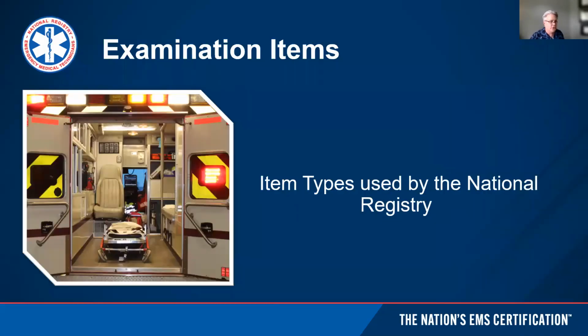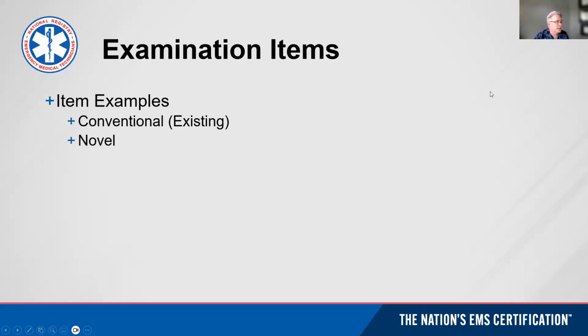All right, so transition now into the item types that we're using at National Registry. So I put these in 2 categories. The first category is conventional or existing items. These are items that currently are on our examination and actually have been on our examination for at least 2 years. And then the novel items, these are the items that are being put on our examination right now and being piloted on our current examinations.